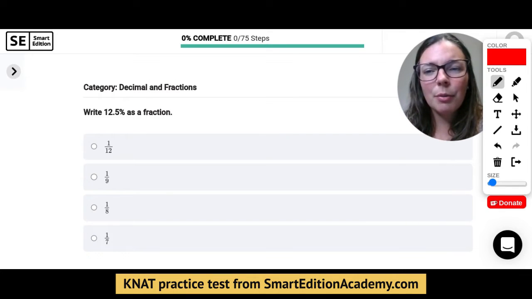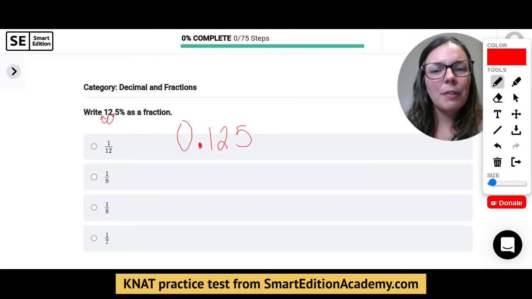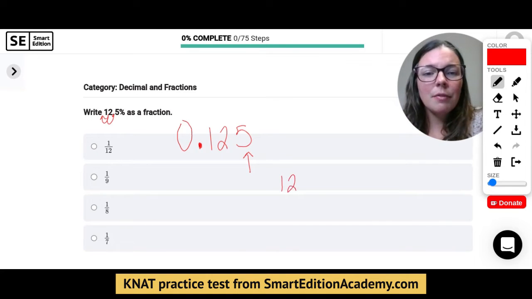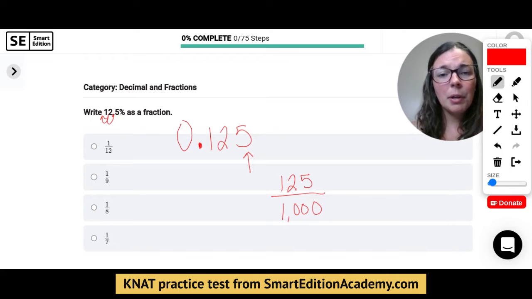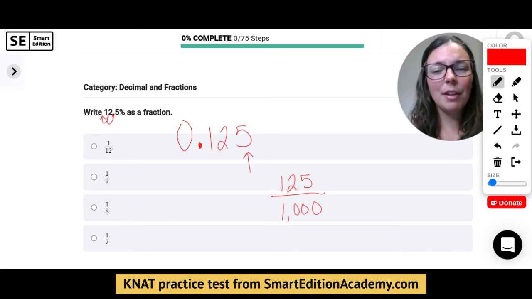So it's pretty easy to go from a percent to a decimal. So let's swoop this to the left twice. So this is the same thing as 0.125, which is also 125 thousandths. This is the thousandths place. So 125 thousandths, writing that as a fraction is pretty easy. 125 over 1,000. Okay, now the hard part here is figuring out how to simplify this.